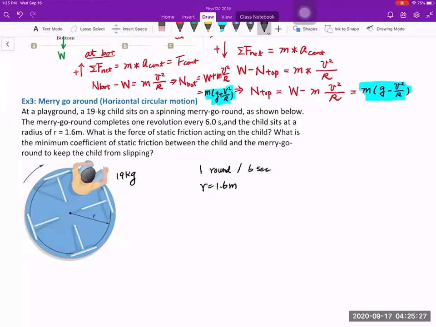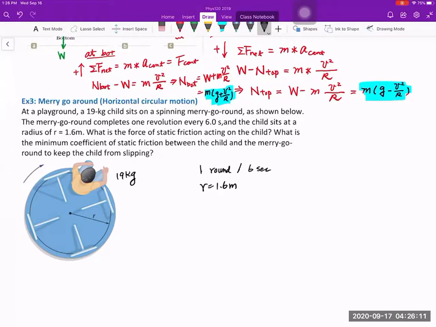So that means if you are sitting on this kind of circular chair, and it's turning around, you have a tendency to fly away, right? But you didn't fly away because there is a friction force. Because you have a friction force against this rotating object, that's why you are not flying away. Then we want to find out what that force is equal to. And that's what this problem is asking about.